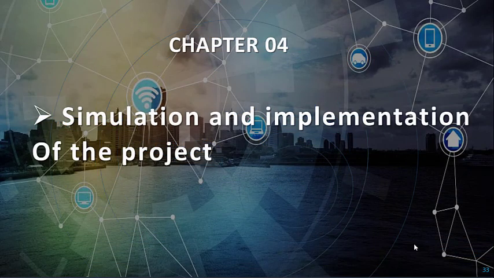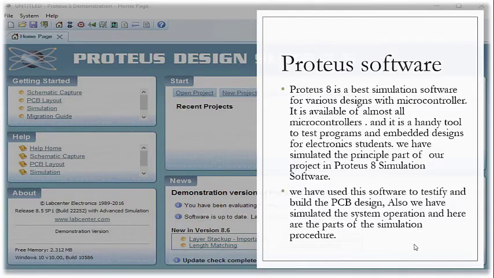Now, we are going to move to the simulation and implementation chapter. We have used Proteus software to test and build the PCB design. Also, we have simulated the system operation, and here are some parts of the simulation procedure. The simulation procedure is composed of 2 subparts.